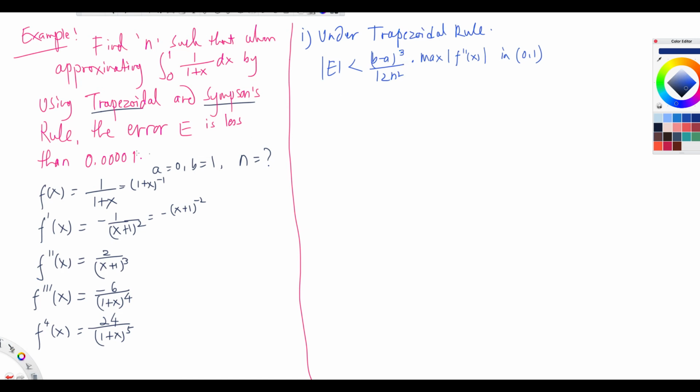But we want that error to be less than this value. So what I'm going to write is b minus a is 1, minus there is 1 over 12n squared, times the maximum, which is 2, must be less than or equal to 0.00001. That's what we got, right? So how do I solve this? Just divide by 2, you get 6 there, right?